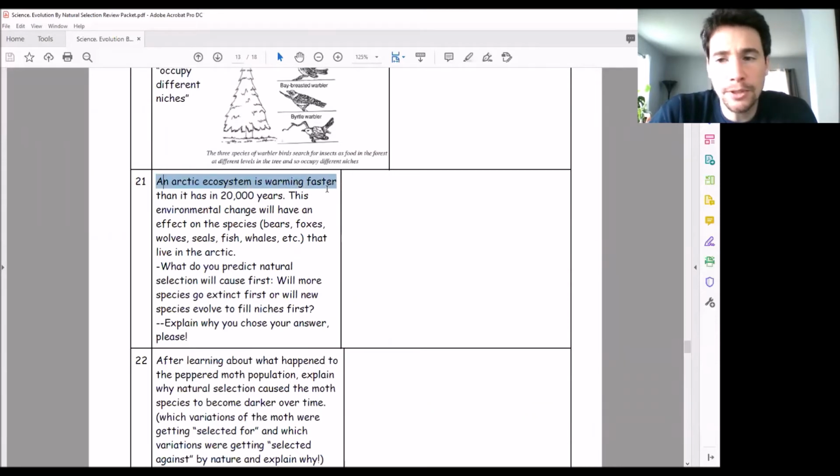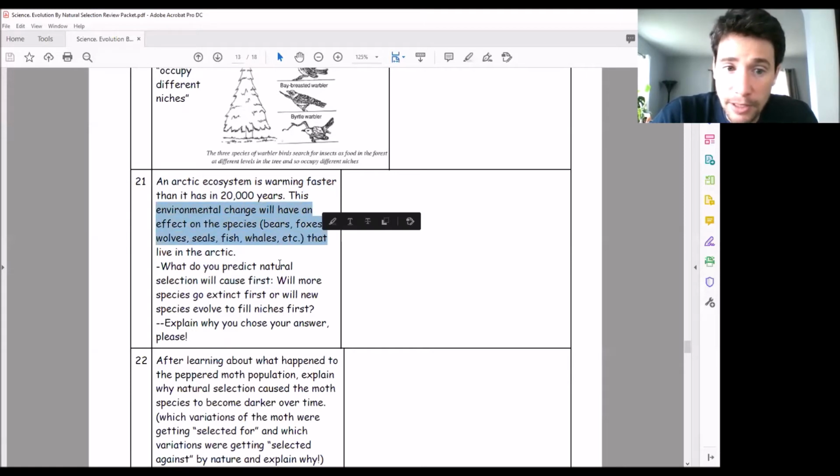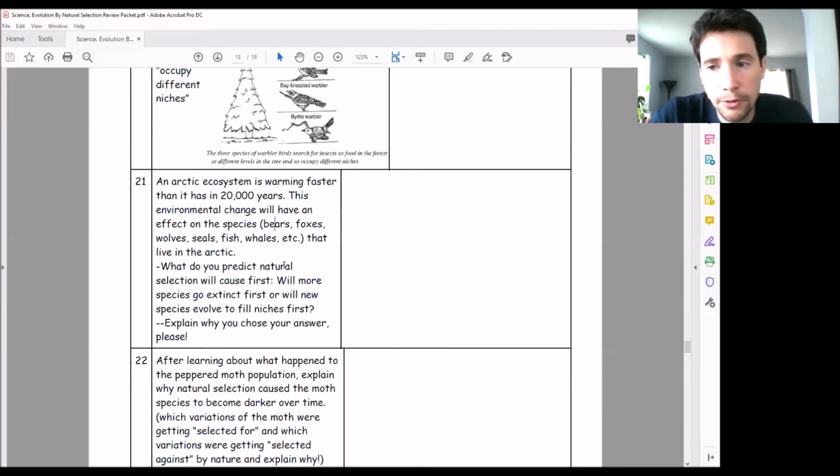21, an Arctic ecosystem is warming faster than it has in 20,000 years. So the ecosystem is getting much, much warmer, and we know this is actually happening. We've got a lot of data to figure this out. And this change is obviously going to have an effect on the species that live there. The bears and foxes and wolves and seal and fish, all of these things are going to be affected by this change in the environment.